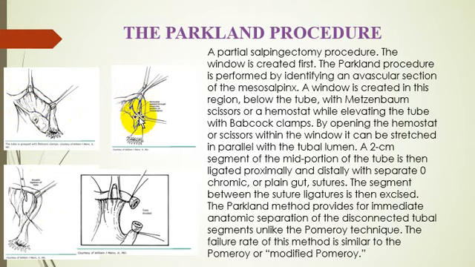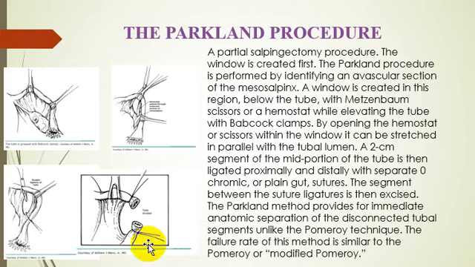That is, a window is created, and by opening the hemostat or scissors within the window, it can be stretched in parallel with the tubal lumen. A 2 cm segment of the mid portion of the tube is then ligated proximally and then distally with separate chromic or plain catgut sutures. The segment between the suture ligatures is then excised, and that is sent for histopathological examination for confirmation of the tube.